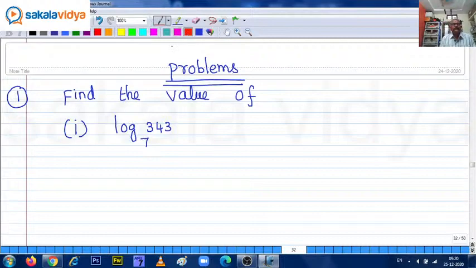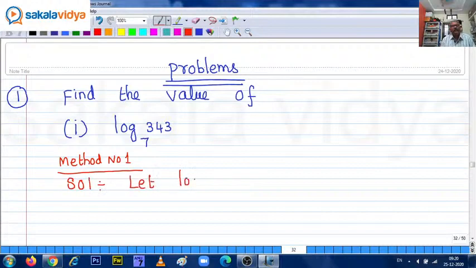First, method number 1. You need not do both methods. You can adopt any one of the methods in the examination. Solution. Let us consider log 343 to the base 7 is equal to x. We do not know the value; x is the value we need to find out. In exponential form we can write 7 raised to x is equal to 343.